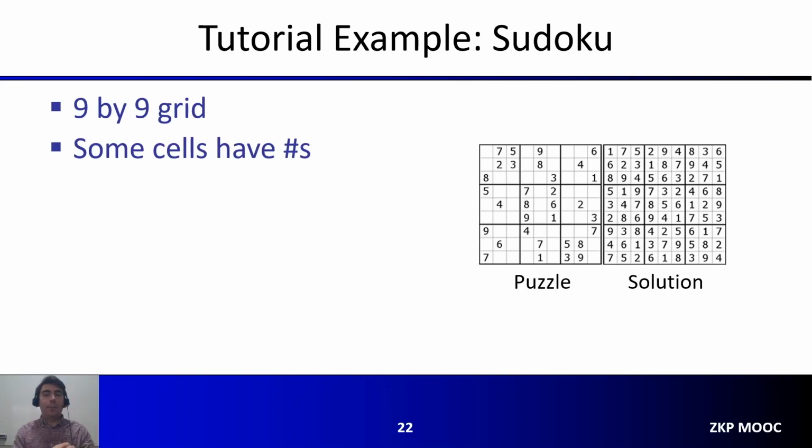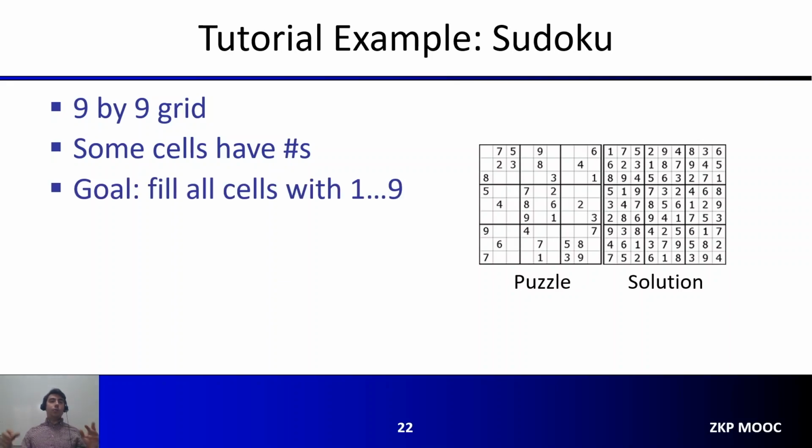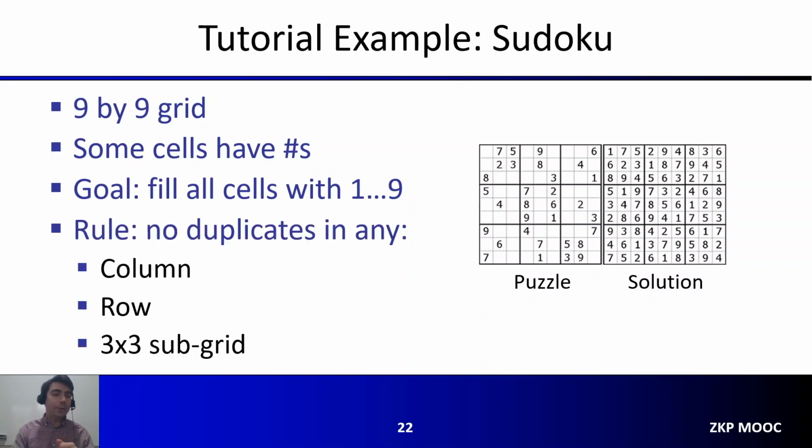On the left-hand side, I have the puzzle, so you can see that some of the cells have numbers in them, some of them don't. All the numbers, if they're there, are between 1 and 9. And your goal is to fill in all of the blanks with the numbers 1 through 9 so that no row has any duplicates, no column has any duplicates, and no 3 by 3 grid has any duplicates.